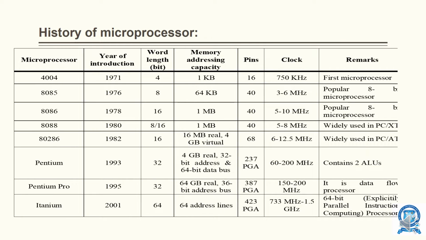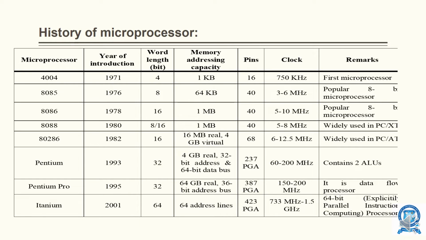Evolution of microprocessors. In 1971, the first microprocessor was introduced. It was the 4004. It has a word length of 4-bit and a memory capacity of 1 kilobyte. It is made up of a 16 pin package and the clock speed is around 750 kilohertz.